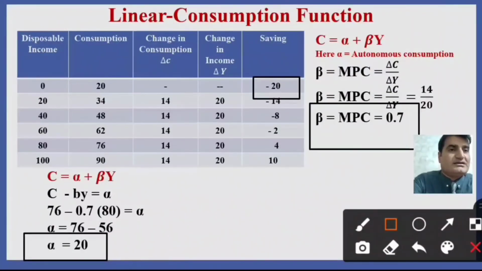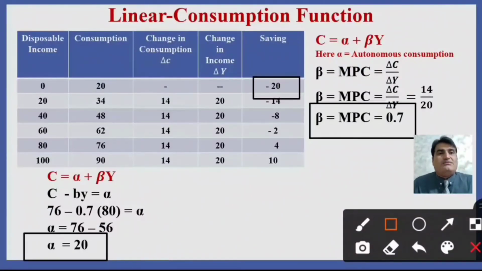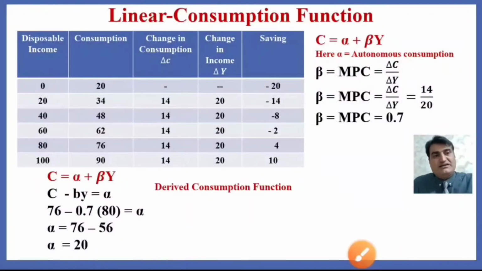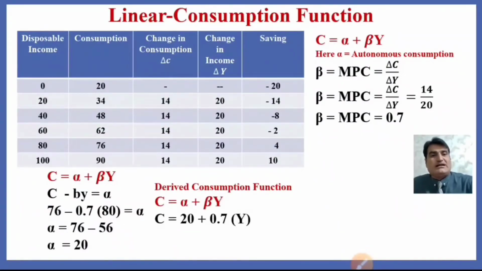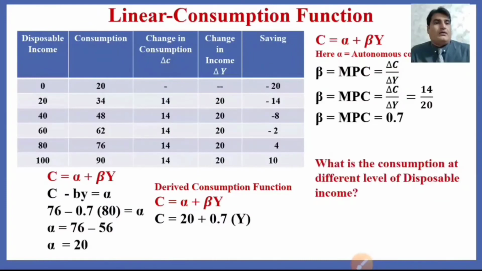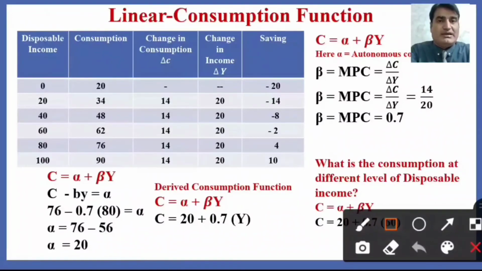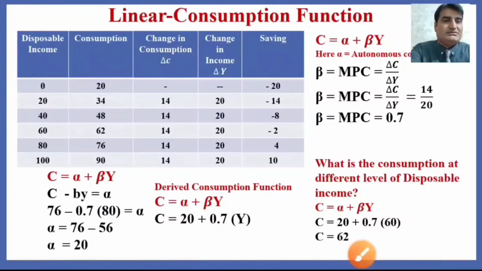So we can construct the consumption function, which is equal to alpha plus beta y. The derived consumption function would be like this: consumption is equal to alpha plus beta y, where autonomous consumption is 20, beta, the marginal propensity to consume, is 0.7, and y is income. What is the consumption at different levels of disposable income? When the income is 60, our consumption is 62. So you can see that our consumption would be 62 by using this income. So we have derived the consumption function, and using it you can find any level of consumption at different levels of income.